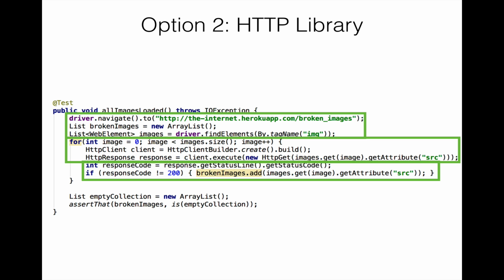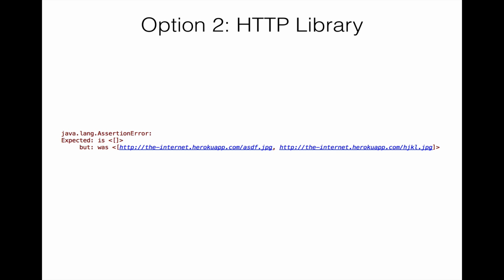And then we use the same tactic as before. We take and create an empty collection and compare it to the broken images. And if there are broken images, we get the URLs of what they are when there's a failure.